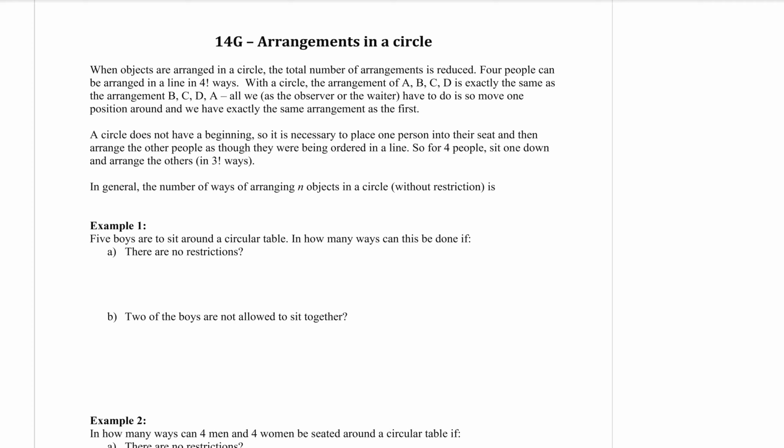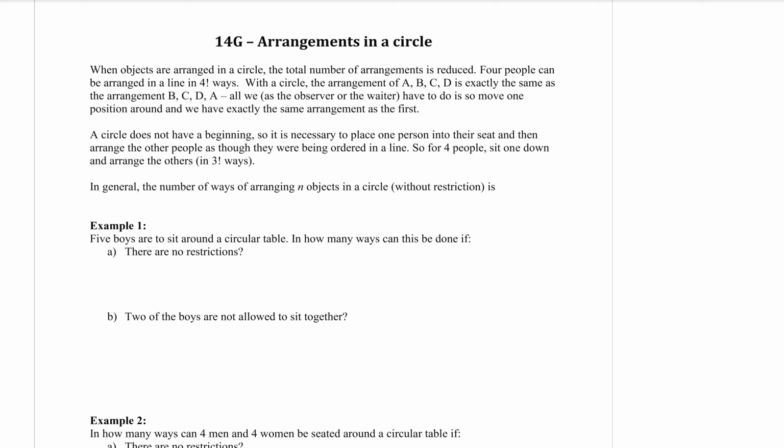All right, arrangements in a circle. So what we just practiced: when objects are arranged in a circle, the number of arrangements is reduced. That's what we just discovered, because it's the same. Every time you move around that circle, you're still in the same order. You just move one spot to the left.